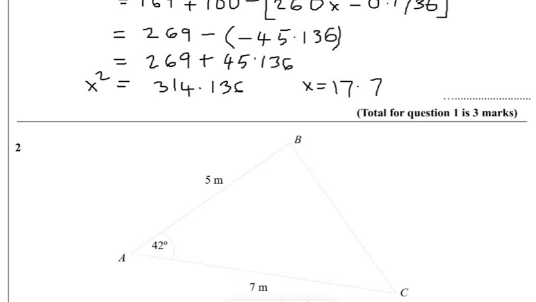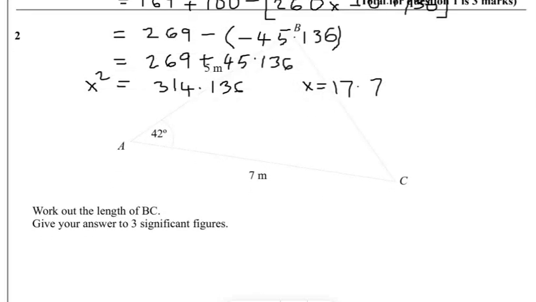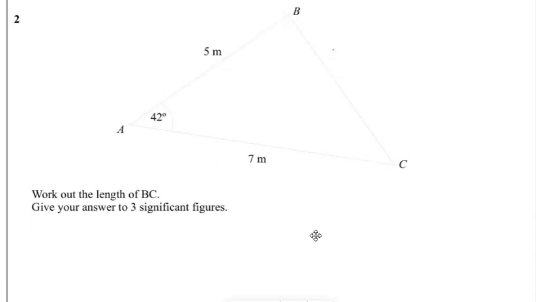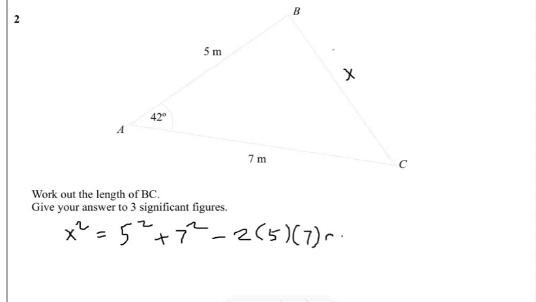So here, we need to find the length of BC. So we're going to label that as x. And so we're going to use the cosine formula. x squared will be equal to 5 squared plus 7 squared minus 2 times 5 times 7 cos of 42 degrees, which is the angle between them.